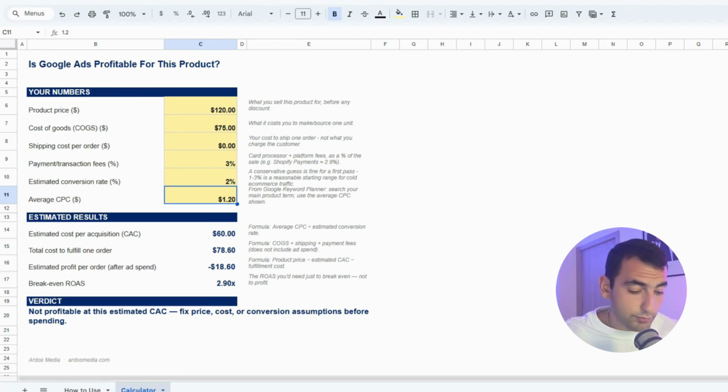Estimated conversion rate would be 2%, and our cost per click will be 1.2. So here our estimated cost per acquisition is $60, which is exactly what we calculated. So for $120, we got two purchases, two orders, which means our cost of acquisition would be $60. But the total cost to fulfill one order will be $53.60, and our estimated profit per order will be $6.40. So this is it.